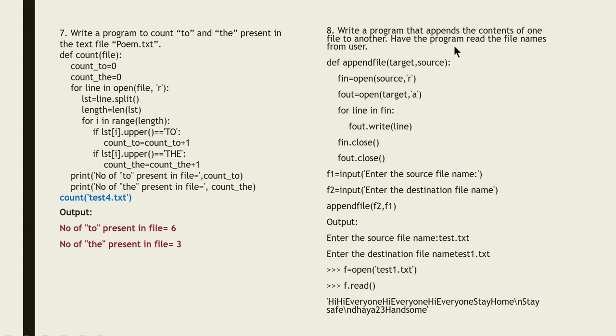Now you have to write a program and read the file names as well. For that, these three are the top level statements. f1 is equal to input of enter the source file name, f2 is equal to input of enter the destination file name, then append_file, which is a function call statement. To the f2 file you are going to append, so f2 comma f1. When you execute, enter the source file test.txt, enter the destination file name test1.txt. Then to test1.txt, the content of test will be written.